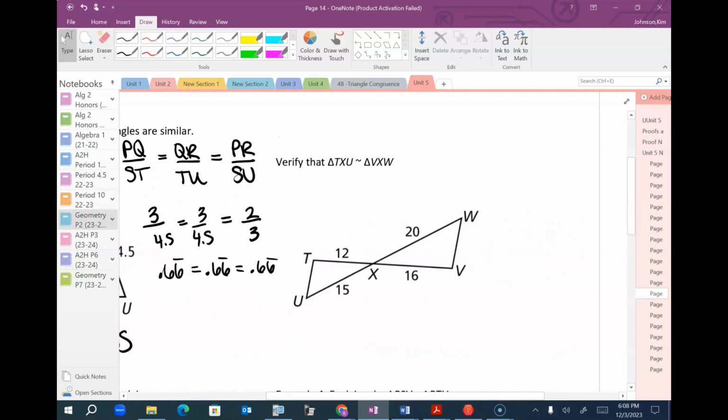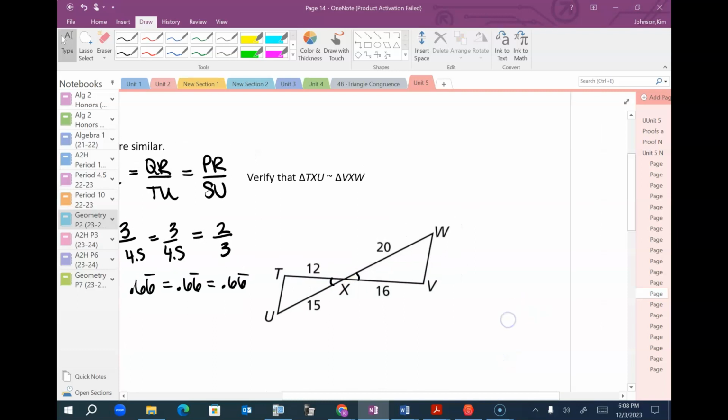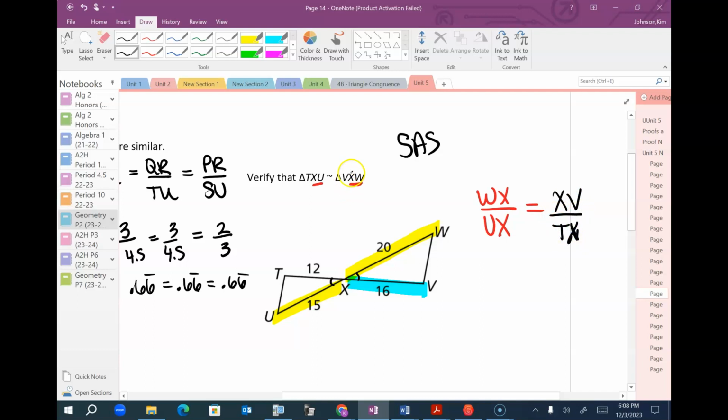All right, I want to check. Now I know that these are vertical angles in this next example, so I can mark those congruent. So now in my head, I'm thinking side angle side, because I'm seeing that scenario where I've got two sides surrounding the marked angle. So now I've got to figure out how these match up. So it looks like I'm going to be matching WX, and WX seems to match up with UX. So WX has to be to UX, as XV is to TX. Okay, let's check it.